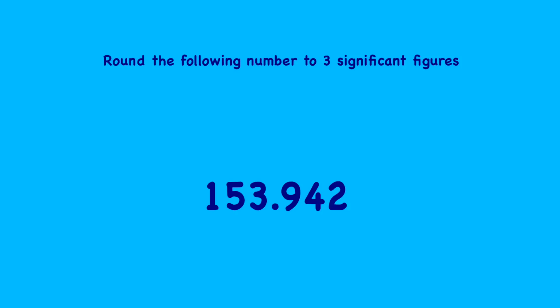I'm going to round the following number to 3 significant figures. It might be worth pointing out at this stage that another way of writing 3 significant figures is to either write 3 sig fig, or alternatively, it's often just written as 3 s.f. Okay, so let's have a look at the number. Right, so I'm going to cut off after the third significant figure.